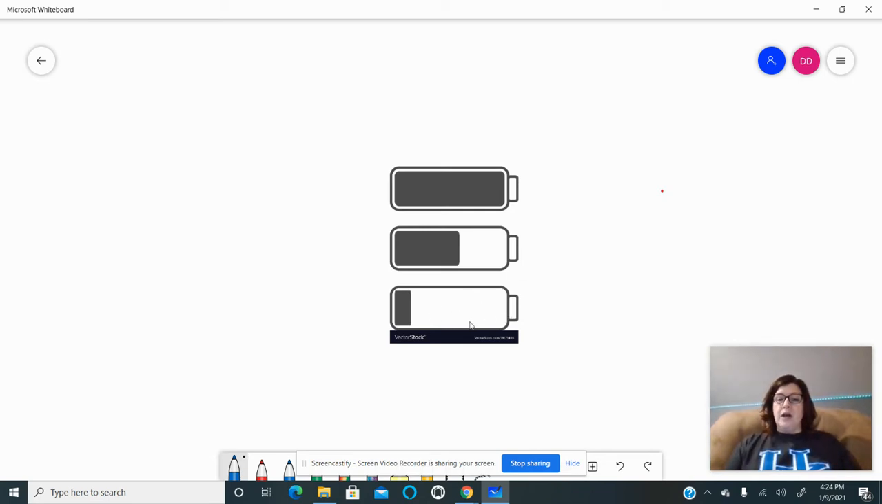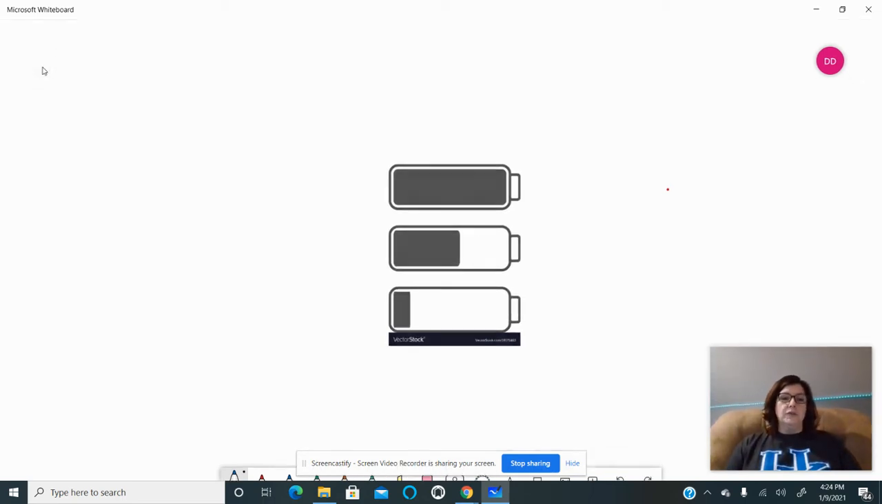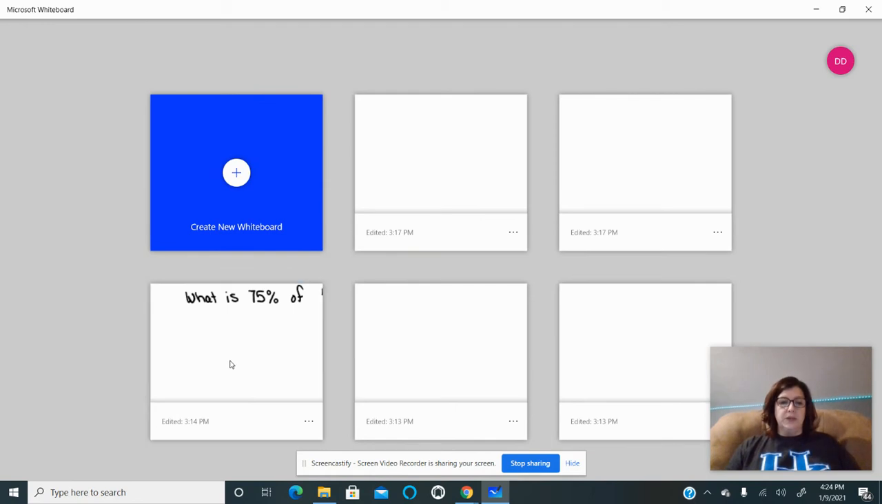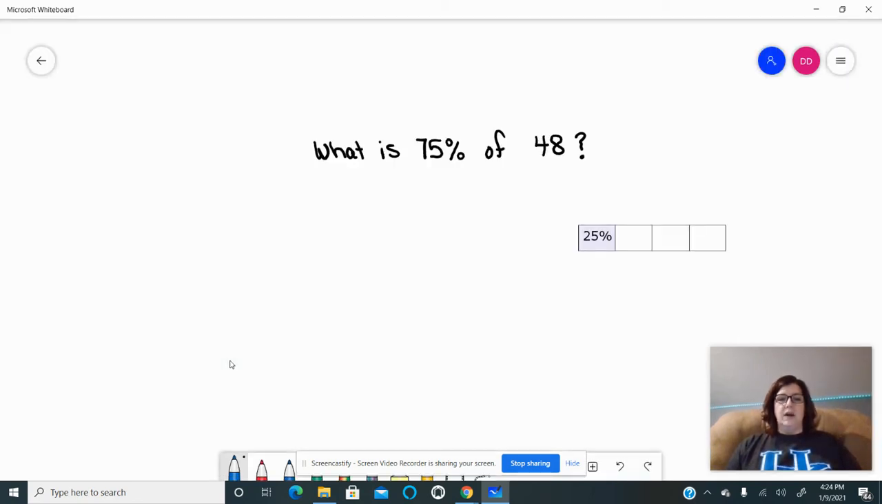And the last one, I know I'm about to get into trouble. That looks like, I'd say, maybe less than 20% there. So that battery's getting pretty low, gonna have to plug in soon. So these are pretty much bar models that you've been working with for a long time. And we're gonna be using those bar models to solve problems. So here's a problem we're gonna solve. We're gonna use this bar model to find 75% of 48.